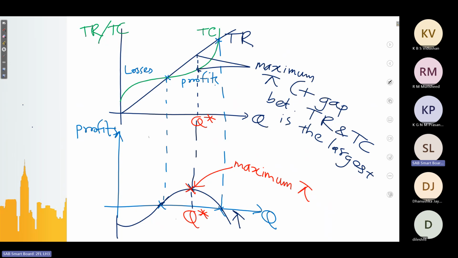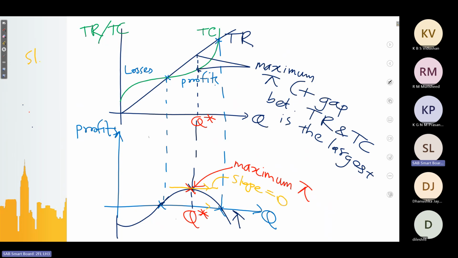At the profit maximizing output level, what can we say about the slope of the profit curve? To measure the slope, we can draw a tangent line to this point. When we draw a tangent line to this point, it is a horizontal line parallel to the quantity axis. For any horizontal line, the slope is zero.